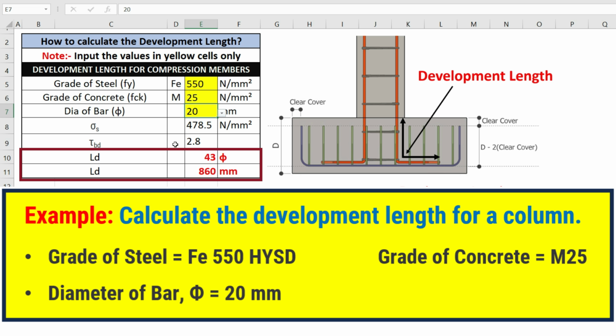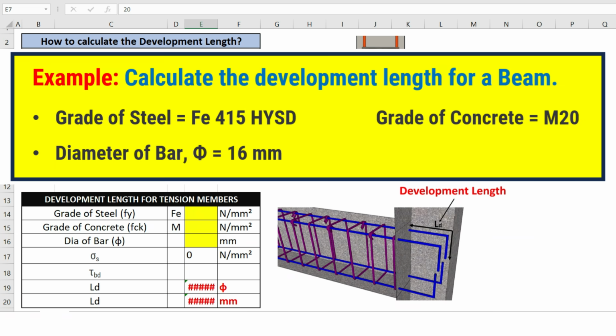Now, let's take an example of a beam. Suppose we need to calculate the development length for a beam designed with Fe415 HYSD steel and M20 concrete. The dia bar is 16 mm. Since beams are categorized as tension members, to calculate the development length, we need to go to the bottom section of this sheet. To calculate the development length, we will follow the similar steps as in previous example.